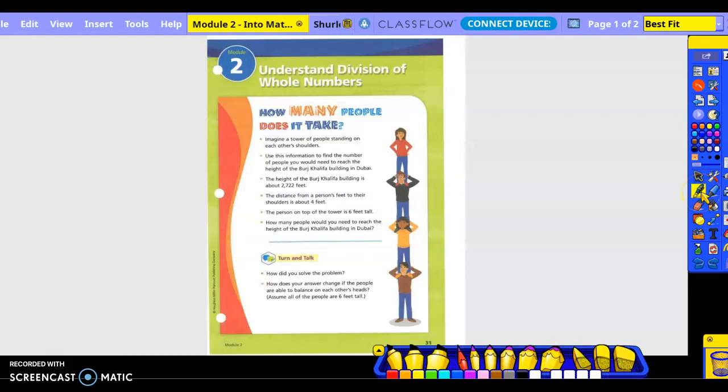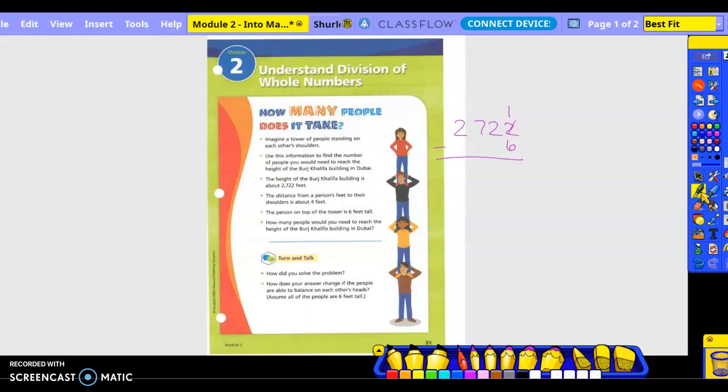Okay, so basically, what are we going to have to do first? So the whole thing is what? 2,722. So we basically need to work backwards, right? And then what am I going to do with the 6 feet? Minus 6, right? All right, minus 6.